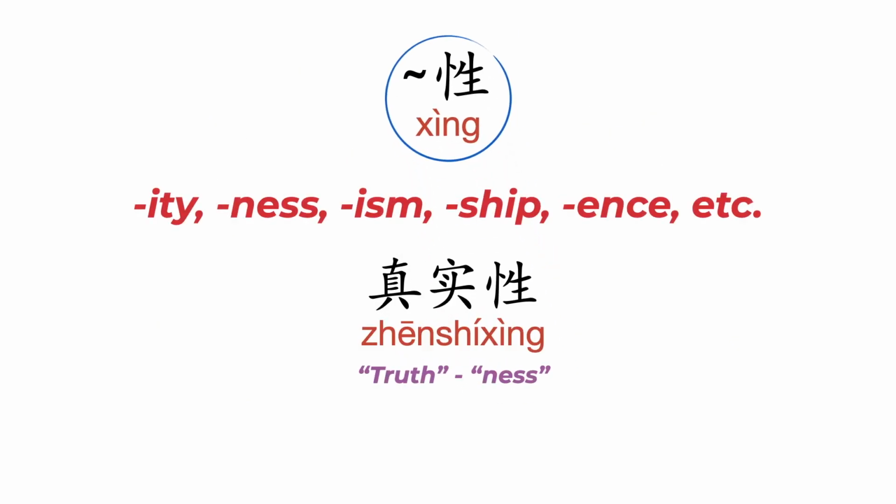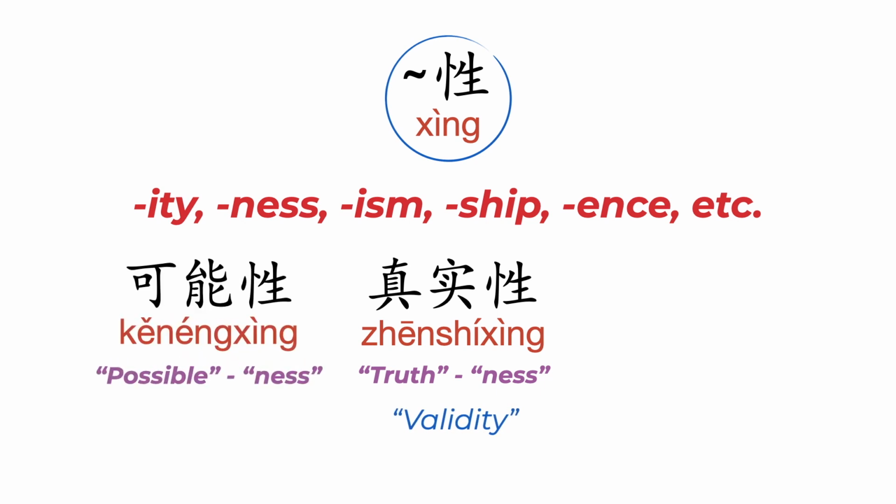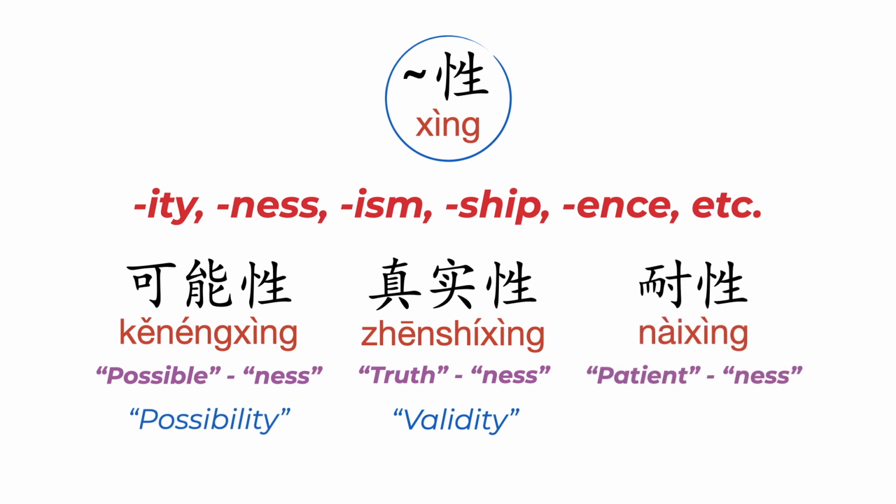Here's another one I like a lot. 性. So 性 means nature. It refers to gender as well, which is somebody's nature to some degree. And so we're talking about the ness of something, the ism of something, the 真实性, the validity of truth, right? So it turns concepts into nouns. 可能 means possible. 可能性 is the possibility. 耐 means patient. 耐性 is patience, as in the concept of patience. Like you should apply some patience to this.